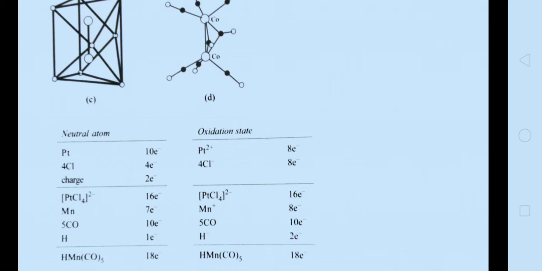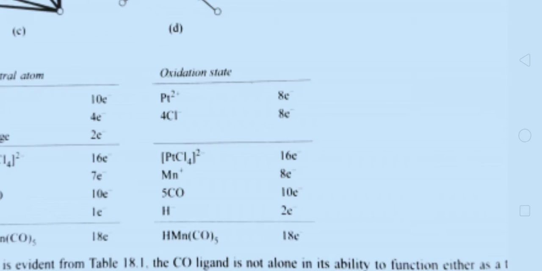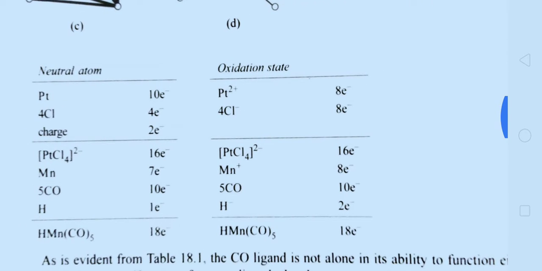Here there is a correction in this problem: the manganese Mn plus supplies 6 electrons. The 8 electrons shown here is not correct. When Mn is oxidized to Mn plus, it loses 1 electron. The manganese atom contains 7 electrons, so the Mn plus ion contains 6 electrons. The 5 carbonyl groups supply 10 electrons and the hydride H minus ion supplies 2 electrons. Totally, HMn(CO)5 has 18 electrons.